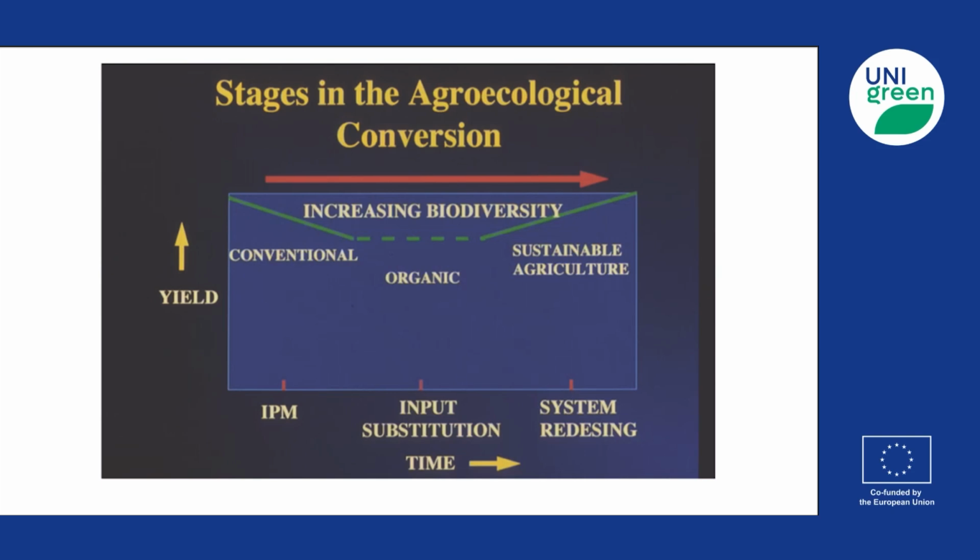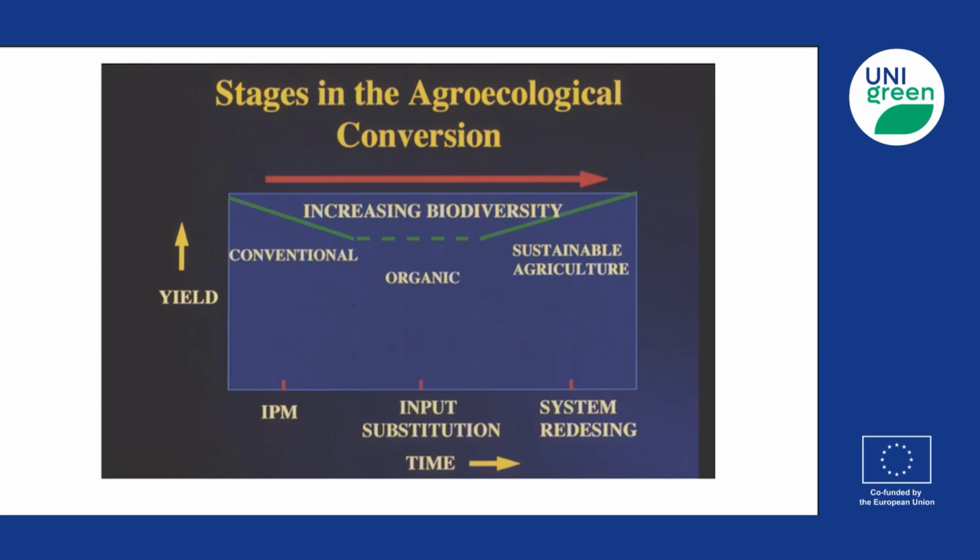So if we need to put this in stages, these are like the 3 stages of the conversion. First, the IPM, integrated pest management, that many farmers are using right now, fortunately, but this is not agroecology. This is how they are managing the inputs in a rational way, monitoring and so on. And then you move to input substitution, that is more like what organic agriculture is right now. And the idea is to move this into system redesign, a more agroecological and sustainable approach.